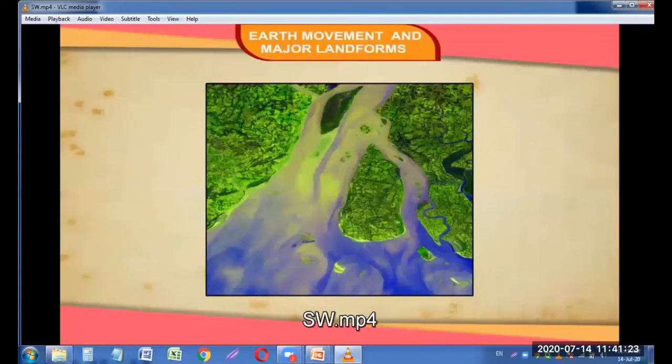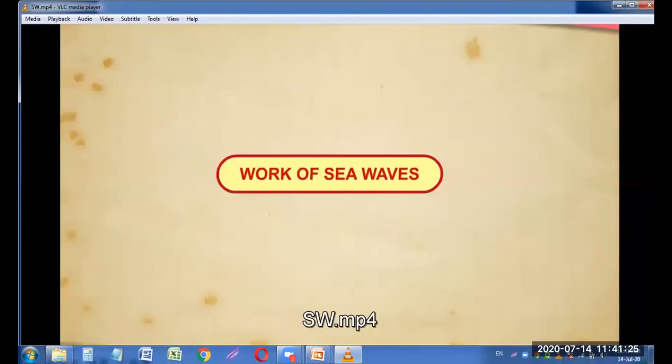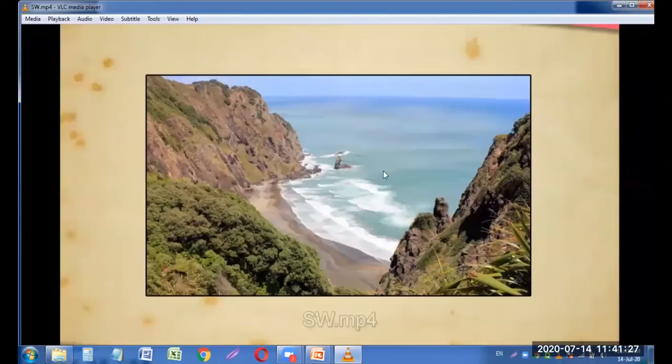A delta, work of sea waves. The erosion and the deposition of sea waves gives rise to the coastal landforms. You can see this is because of the erosion and weathering. You know, both of the things are going on.